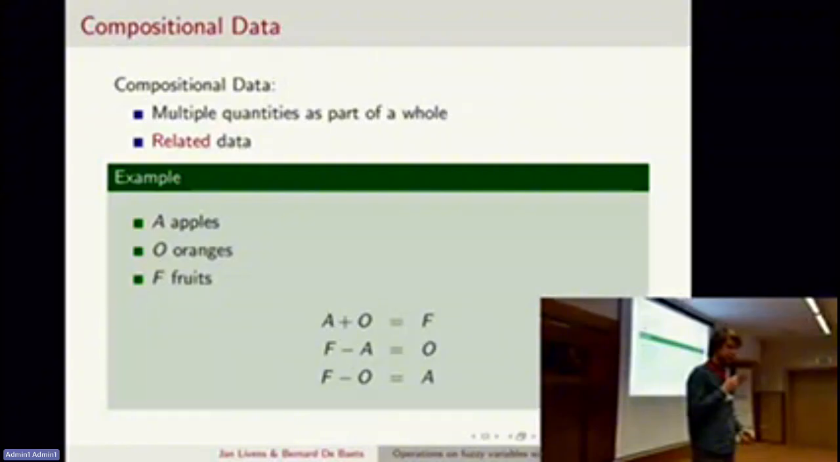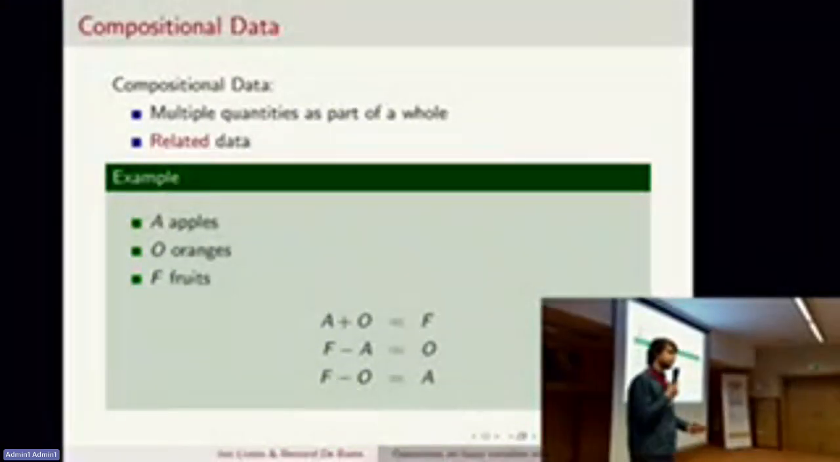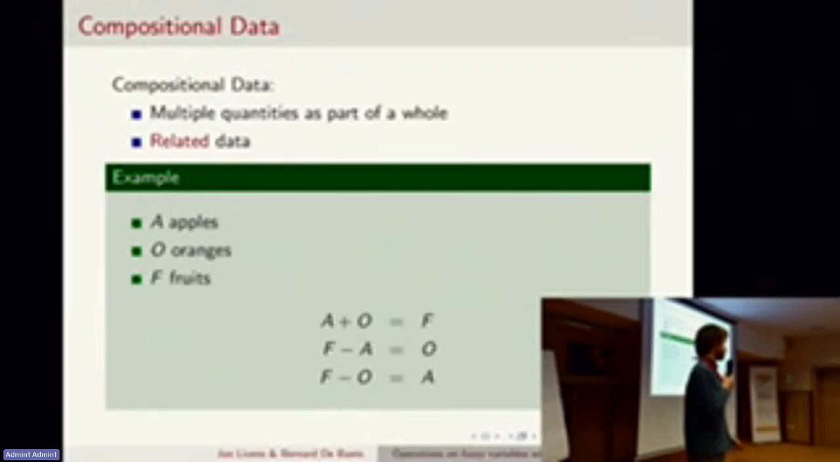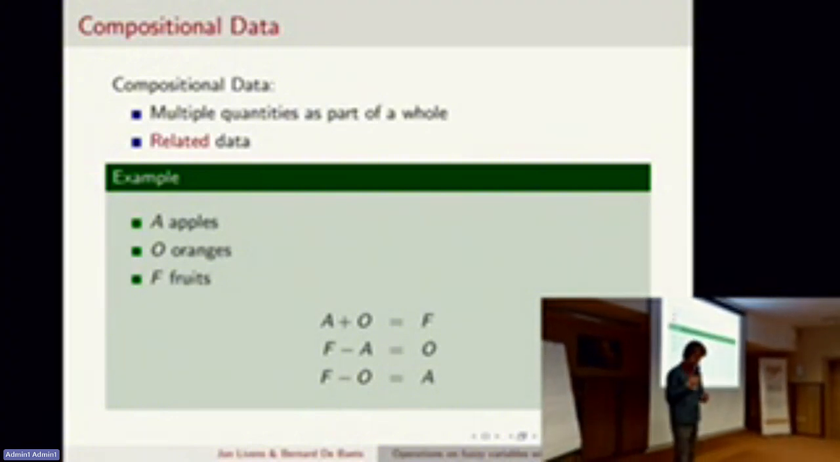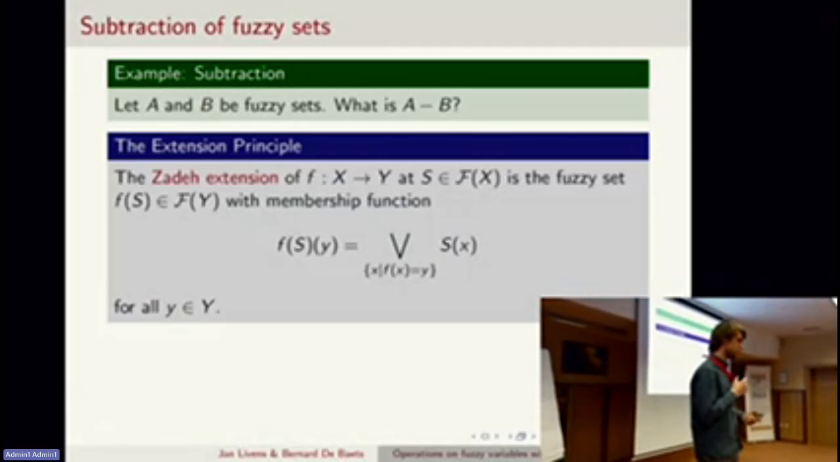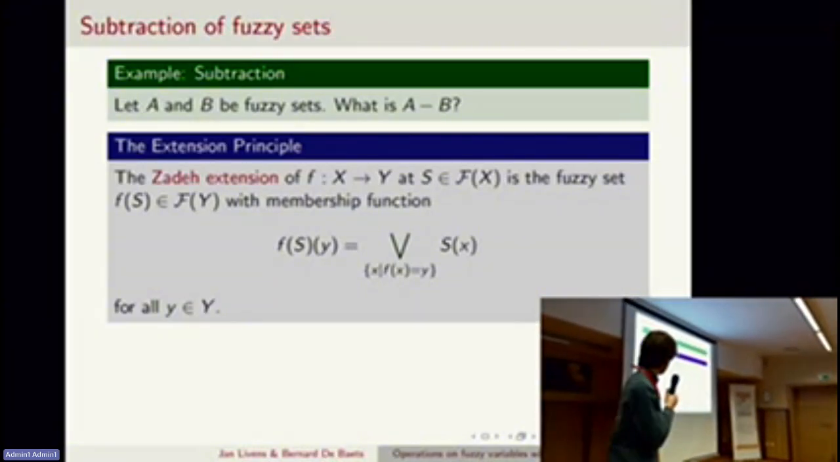So naturally, we can expect these quantities to not only be crisp, but also be fuzzy quantities. Firstly, we can represent them using fuzzy sets. So if you look at these subtractions, this will be subtraction of fuzzy sets. For that, we have the following question. If we have two fuzzy sets, A and B, what is their difference?